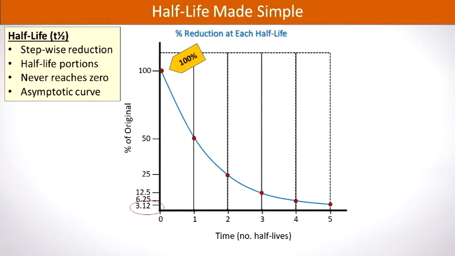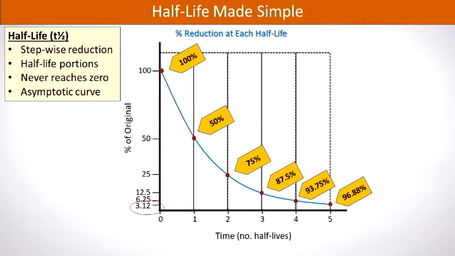Another way to look at this is by looking at the percent reduction at each half-life. If we start with 100, at the first half-life, we have a 50% reduction. Second half-life, a 75%. Third, fourth, fifth, and so on.